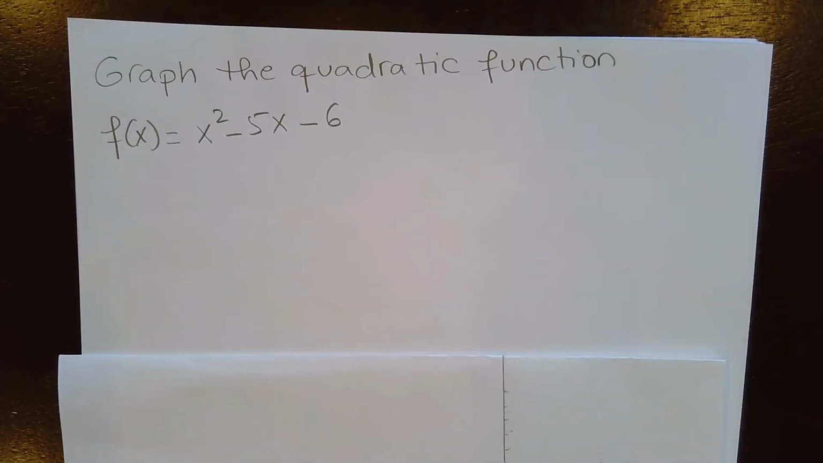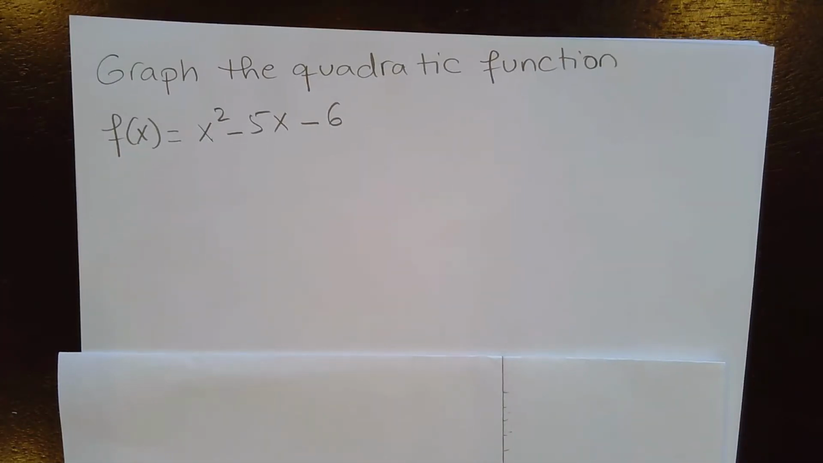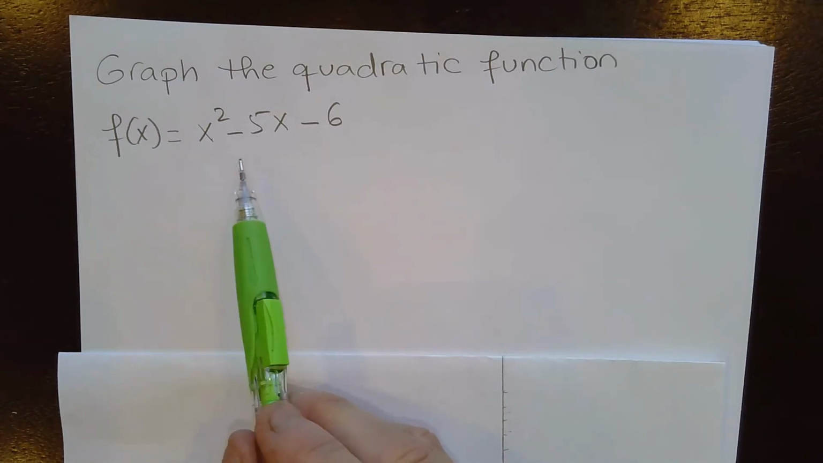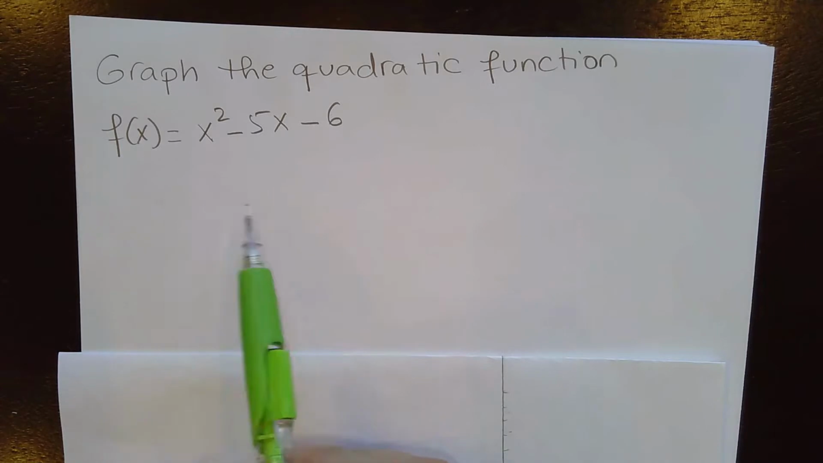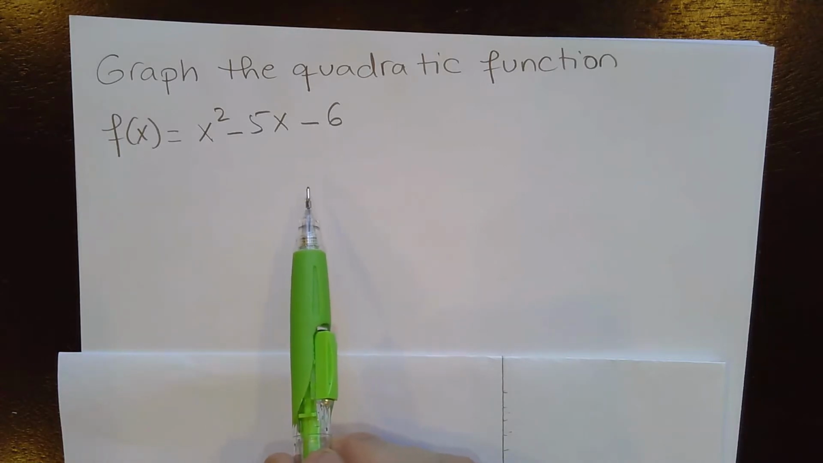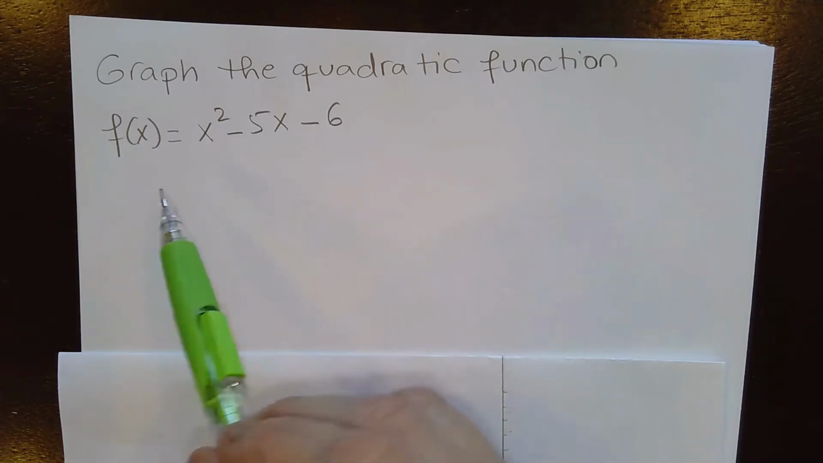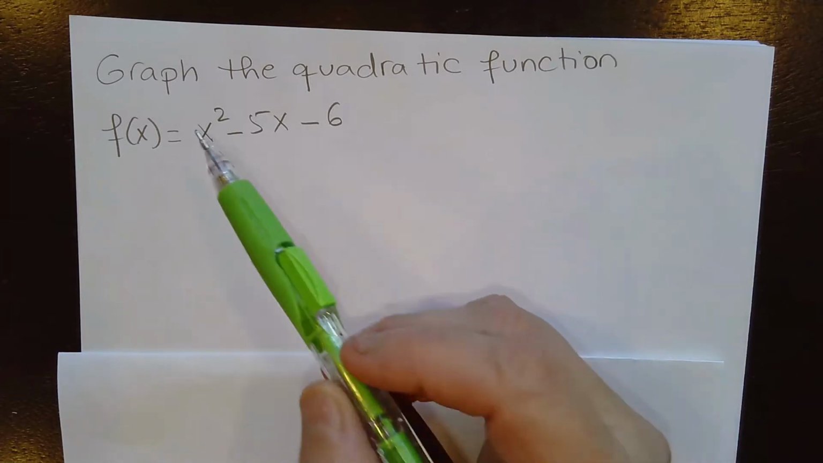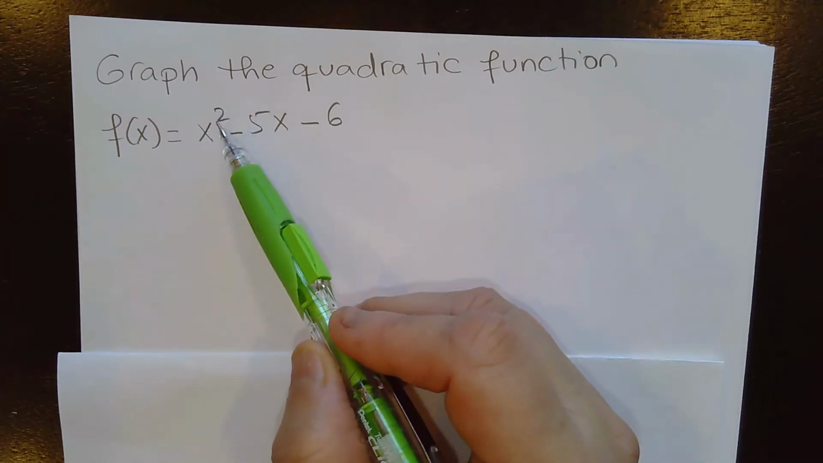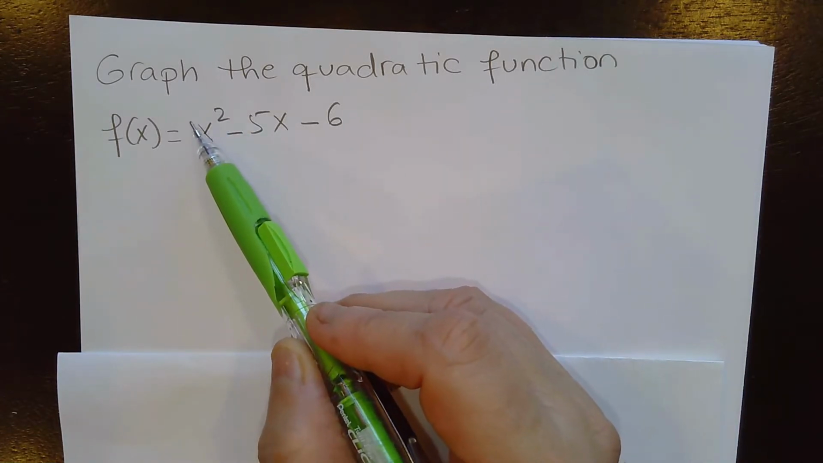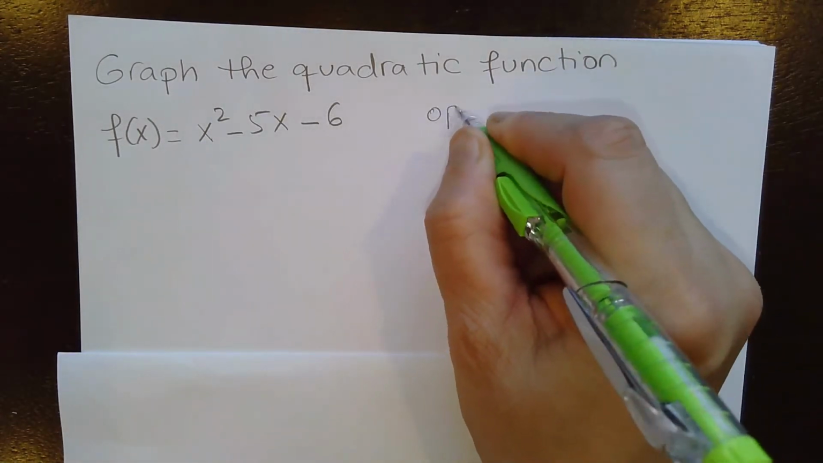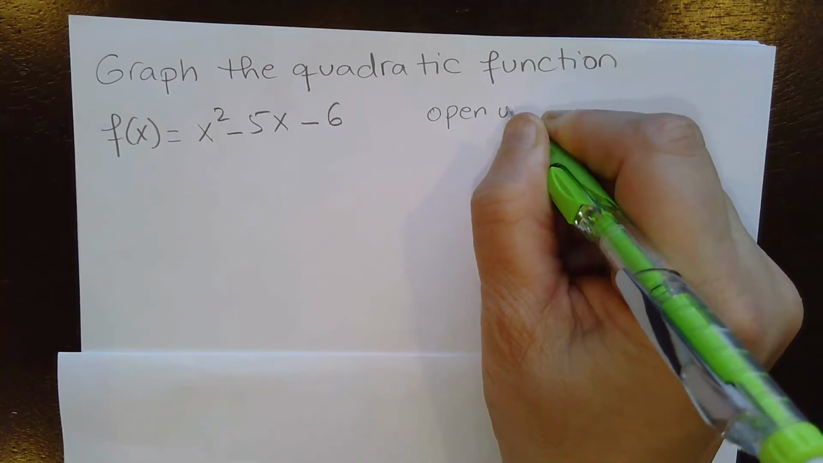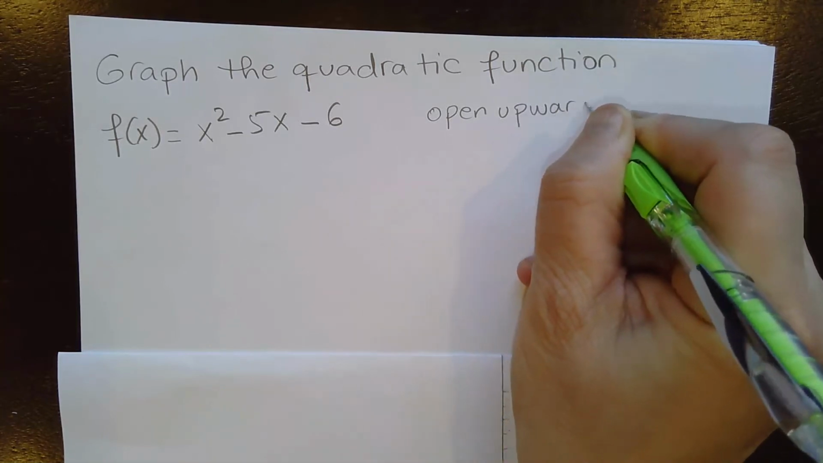Hello everybody, today we're going to graph the quadratic function f of x equal to x squared minus 5x minus 6. Now the graph of this function is a parabola. The first thing you want to know is whether the parabola opens upward or downward. Since the coefficient of x squared is positive, it's positive 1, the parabola must open upward. So the parabola would have this shape.